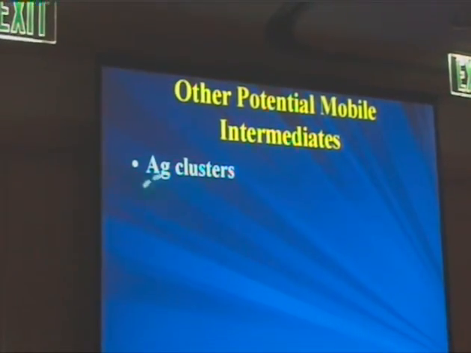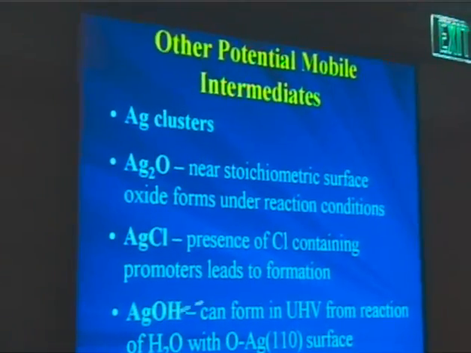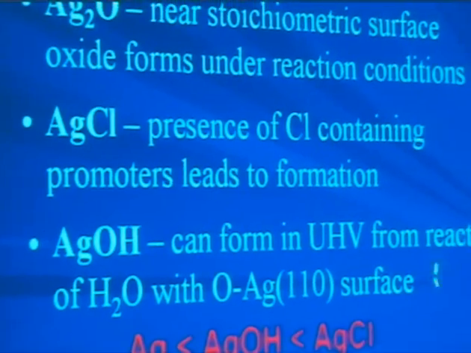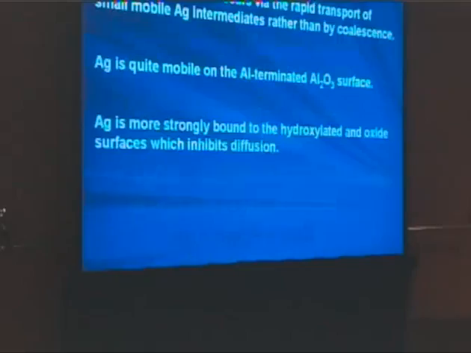So I've talked predominantly about silver clusters. We can also have mobile intermediates. So you expose this to water, you might have silver hydroxide, you might have silver chloride. This would strengthen the bond with the silver, but weaken the bond between silver and the surface. And what you find, I won't go through those details, is that silver is the slowest, and the more rapid species to migrate would be things like silver hydroxide and silver chloride.